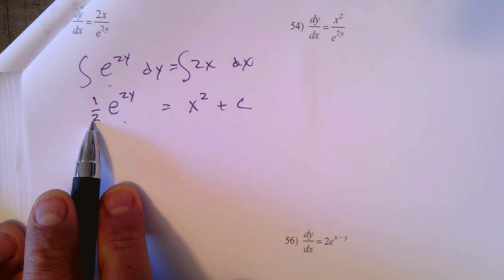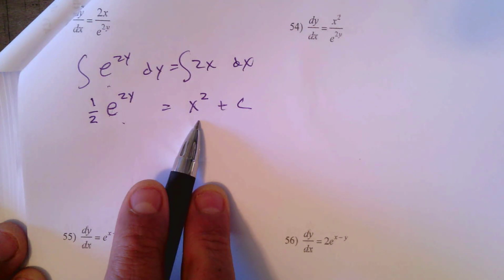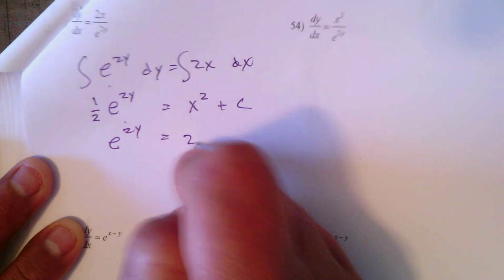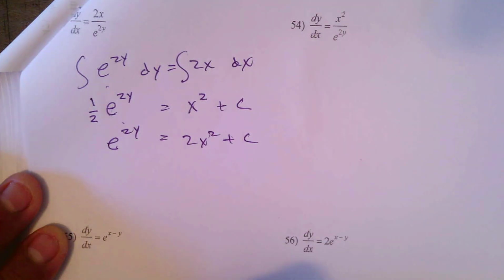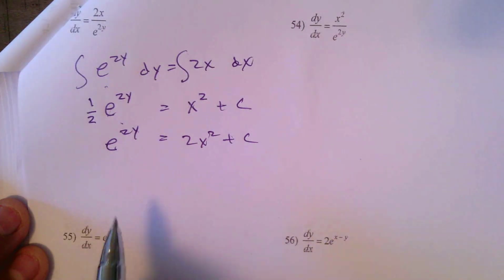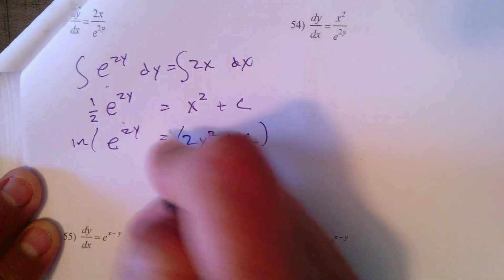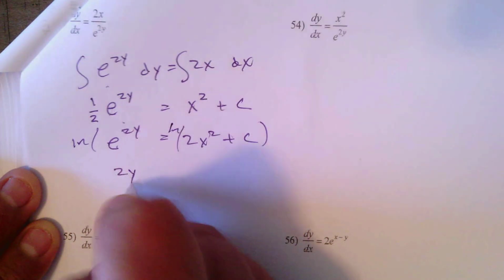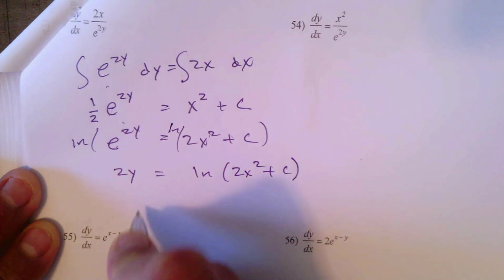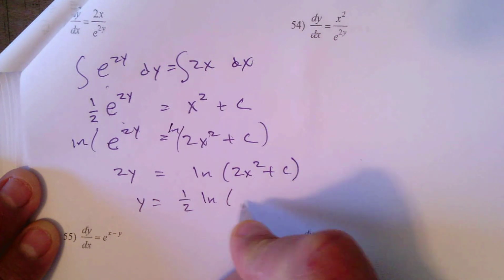Then we want to get rid of the 1/2 next, so what do we have to do? We're going to multiply both sides by 2. So that's going to give us e to the 2y equals 2x squared plus c. And just like the previous one, when we have e to a power, and we want to get this y here, we're going to take the natural log of both sides. So take the natural log of the left, take the natural log of everything on the right. That's going to give us 2y equals natural log of 2x squared plus c. And then divide everything by 2, or we could just put the 1/2 out in front.